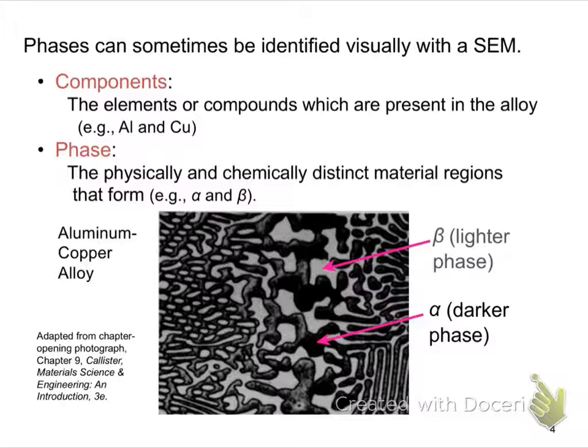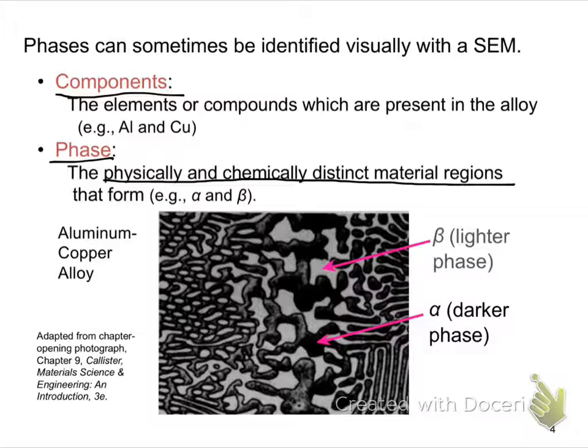All right, we have two terms here. We have the term components and phase. So these are outlined in red. There are definition words you need to know. The components are the elements or compounds which are present in the alloy. Which atoms are present? Those are components. The phase looks at the way that those are put together. It's the physically and chemically distinct material regions.